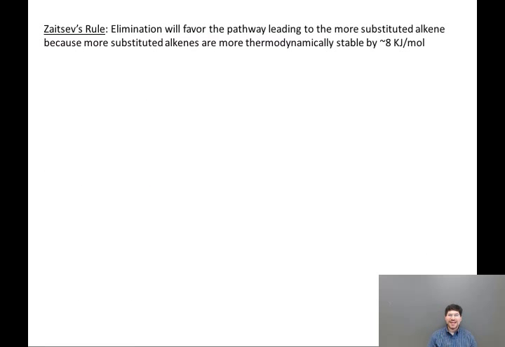Well, now we have to introduce Zaitsev's rule. Zaitsev was a Russian chemist who lived a long time ago, and his rule is that elimination will favor the pathway leading to the more substituted alkene, which in this case would be 2-butene rather than 1-butene. And the reason for this is that more substituted alkenes are actually more thermodynamically stable.